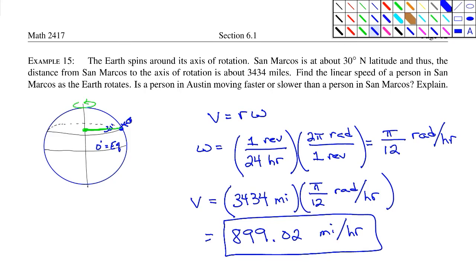And the second question was, is a person in Austin moving faster or slower than a person in San Marcos? Explain. I'll go ahead and let you answer that in the chat, in the comments of the video, and you can share your ideas with other people.